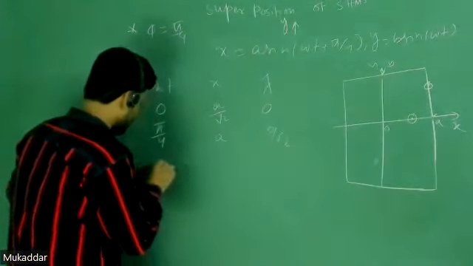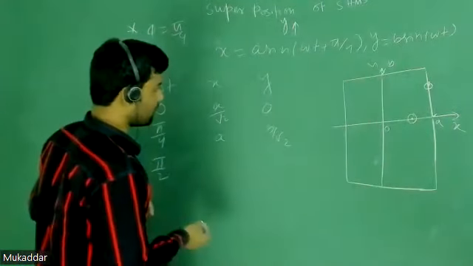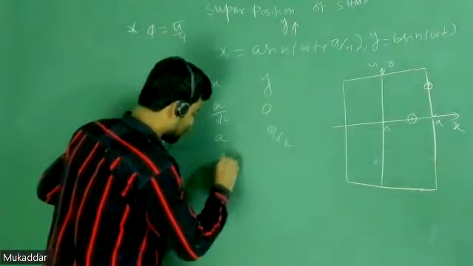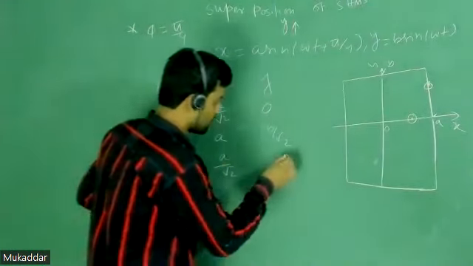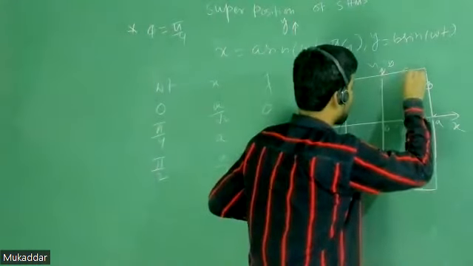And then next instant क्या ले सकते हो आप? Pi by 2 ले सकते हो. Pi by 2 में कितना आ जाएगा बताओ? That will be a by root 2. You can check. And this will be how much? This will be b. So a by root 2 and b will be here.